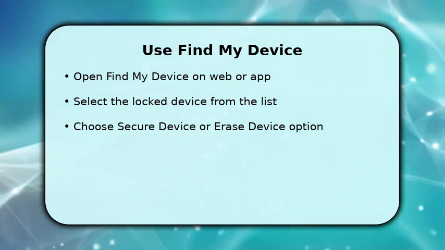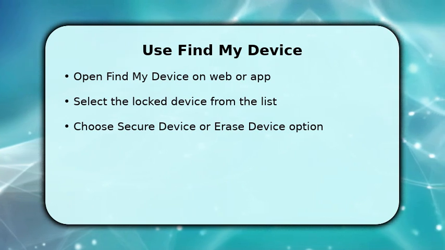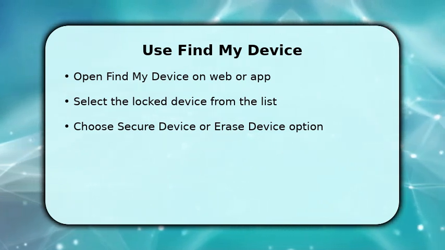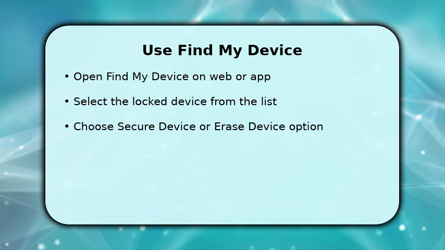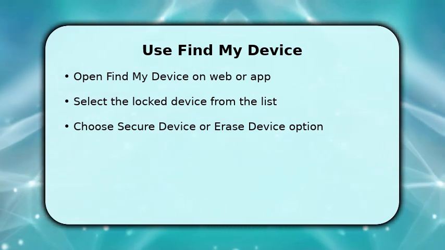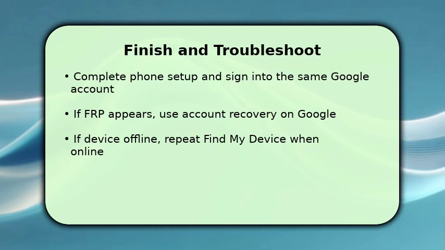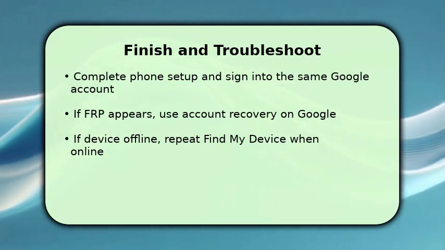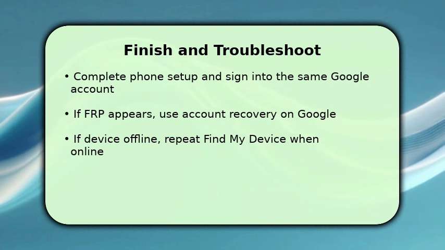After erase, sign back into the same Google account during setup. This verifies ownership and restores device access. Remember, erasing requires the device to be online for the command to execute. Finish by setting up the phone after an erase or using the temporary PIN from Secure Device.